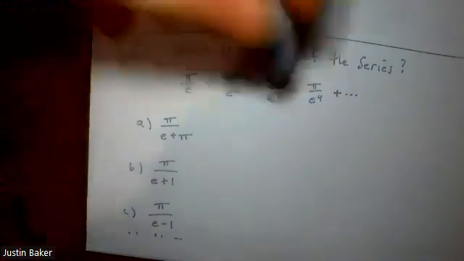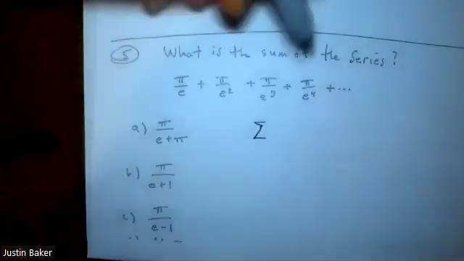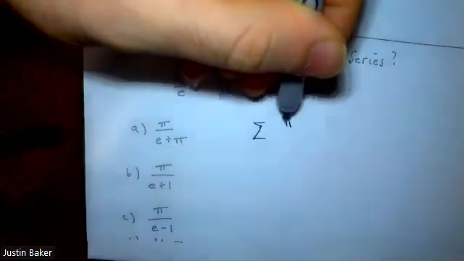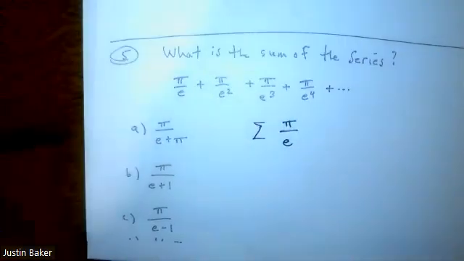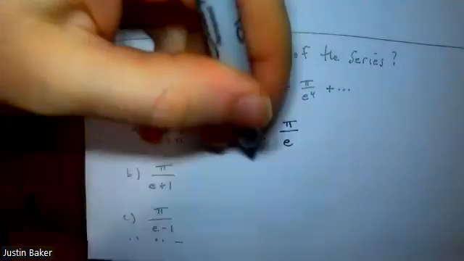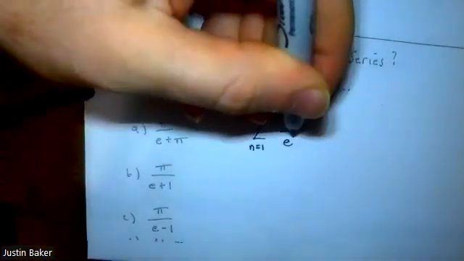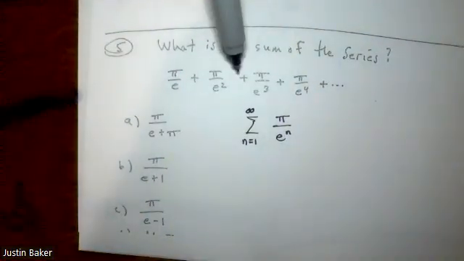Okay, so if I want to make a summation out of this, first thing I'm going to do is say this looks like pi over E, and then we got to pick a variable for this. So let's just say n equals 1 to infinity. So to me, that kind of summarizes this, right?